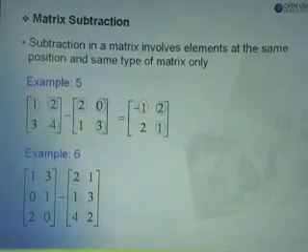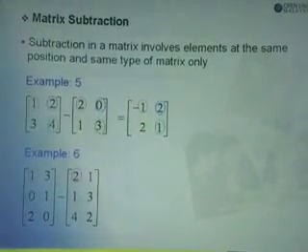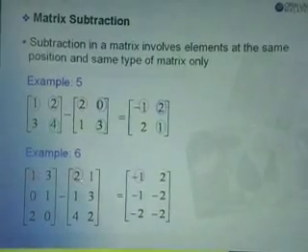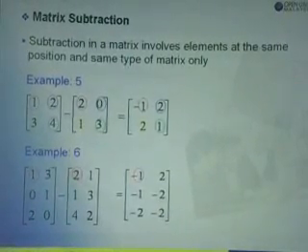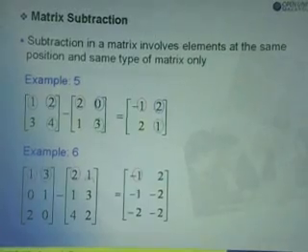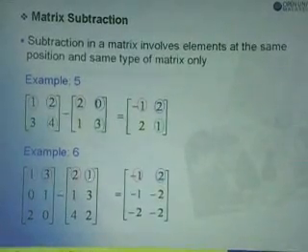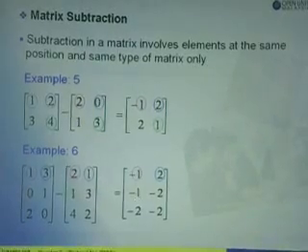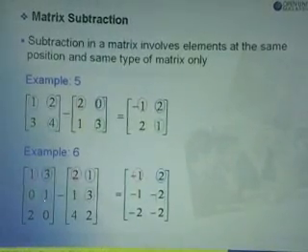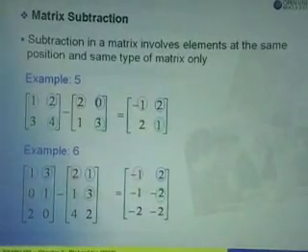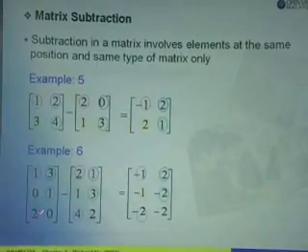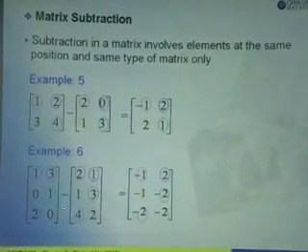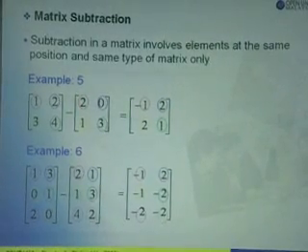Example 6. So we will take the first element in matrix 1 minus first element in matrix 2. So 1 minus 2 equals to negative 1. The same goes for 3 minus 1 will give us 2. 0 minus 1 equals to negative 1. 1 minus 3 equals to negative 2. 2 minus 4 equals to negative 2. And 0 minus 2 equals to negative 2.